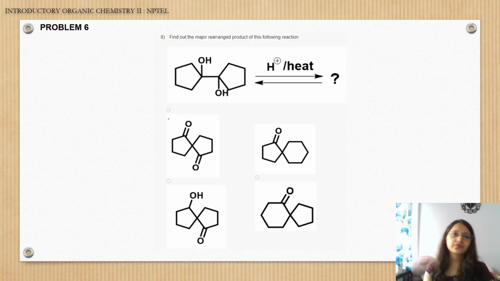So they are asking to find the major rearrangement product of the following reaction. Again, this is the standard example of Wagner-Meerwein rearrangement. See what will happen here. The protonation can take place. Either this hydroxyl gets protonated, or this hydroxyl will get protonated. Both possibilities are there.